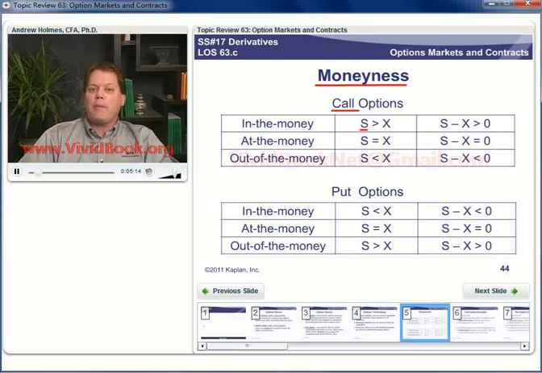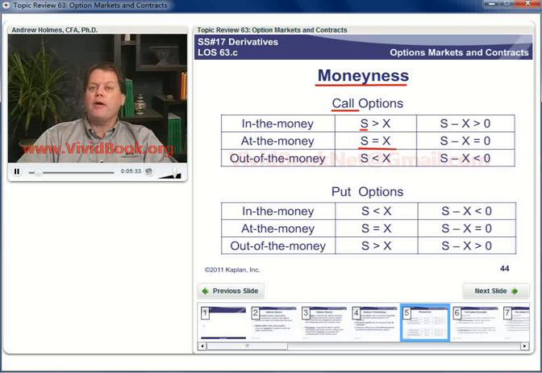So what happens if at the expiration of the option, the stock price and the exercise price are the same? That is, you have the right to buy something for $25, that's the exercise price, and it's actually worth $25. Well, that is an at-the-money option, and of course, it doesn't have much value. It has zero value at expiration.